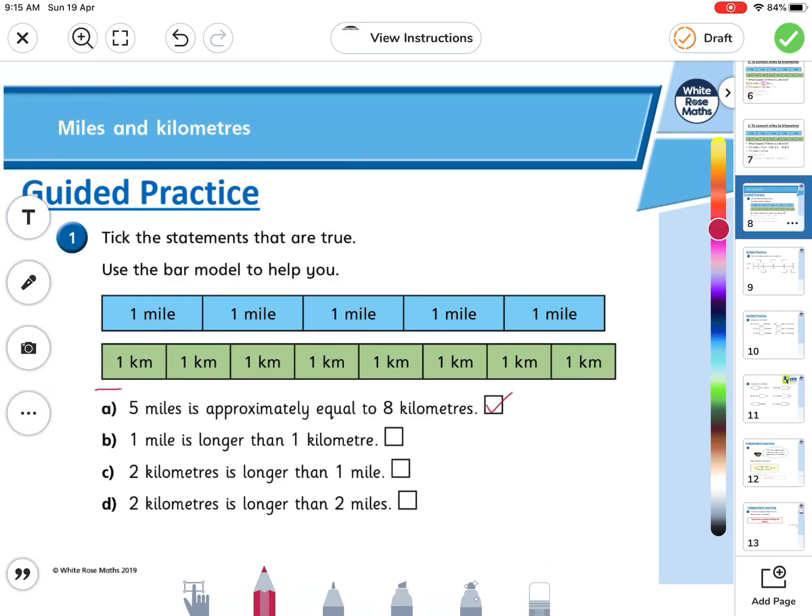Okay, B. 1 mile is longer than 1 kilometre. 1 mile is definitely longer than 1 kilometre, yes. C. 2 kilometres is longer than 1 mile. 2 kilometres is definitely longer than 1 mile. D. 2 kilometres is longer than 2 miles. So 2 kilometres is longer than 2 miles? No way. 2 kilometres is only about 1 and a little bit miles.